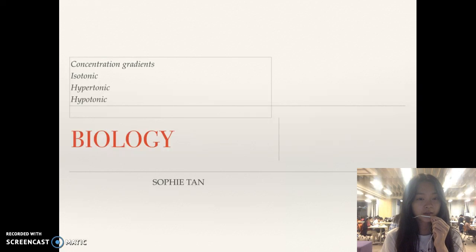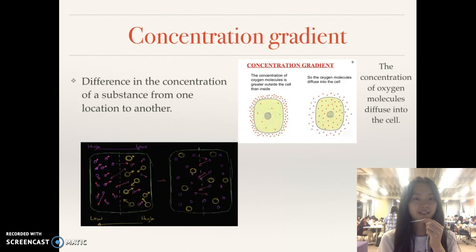There are 4 biology vocabularies that we should learn today. Those vocabularies are concentration gradients, isotonic, hypertonic, and hypotonic. So let's see the first vocabulary, concentration gradient.